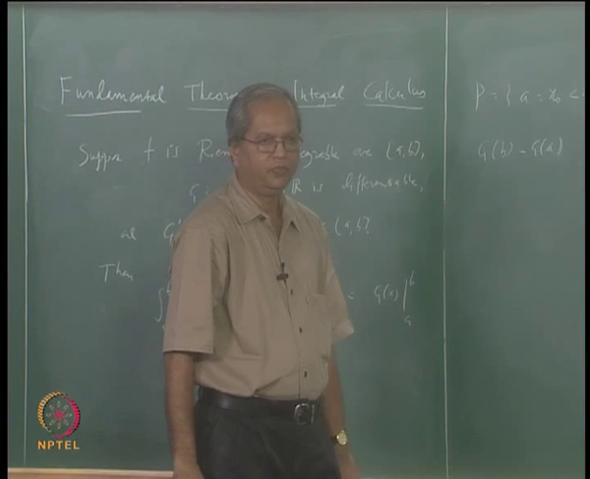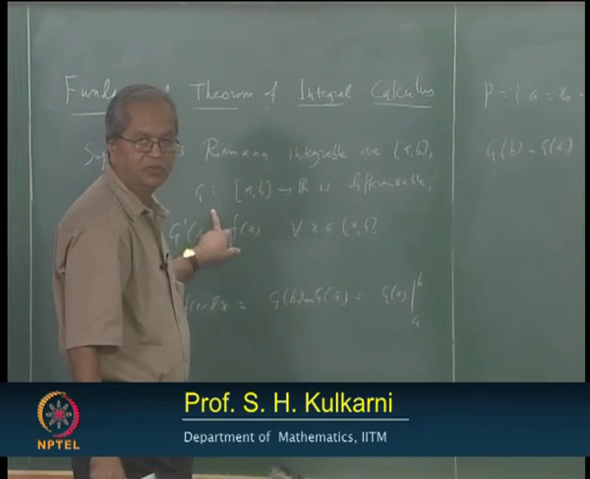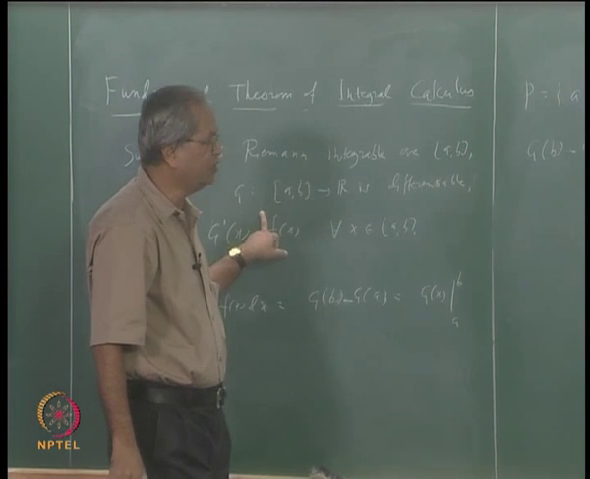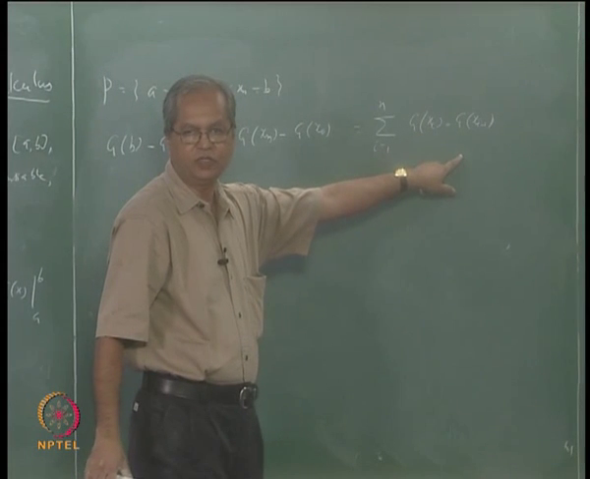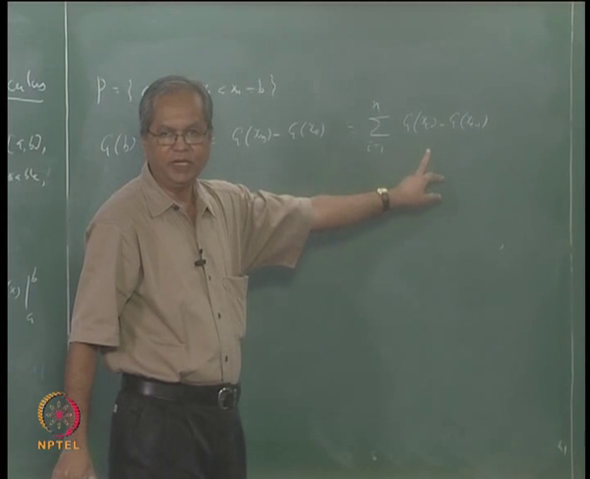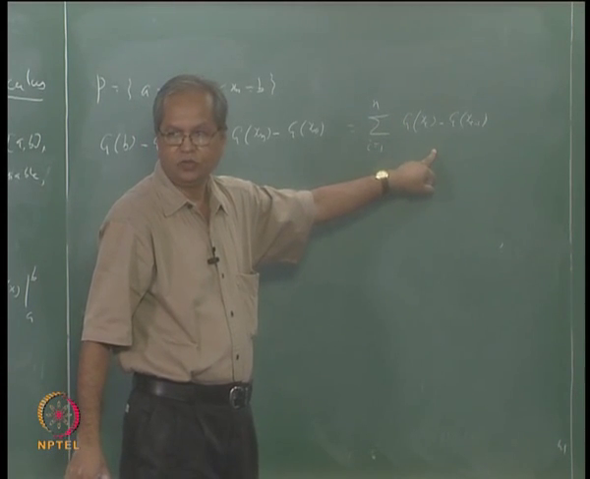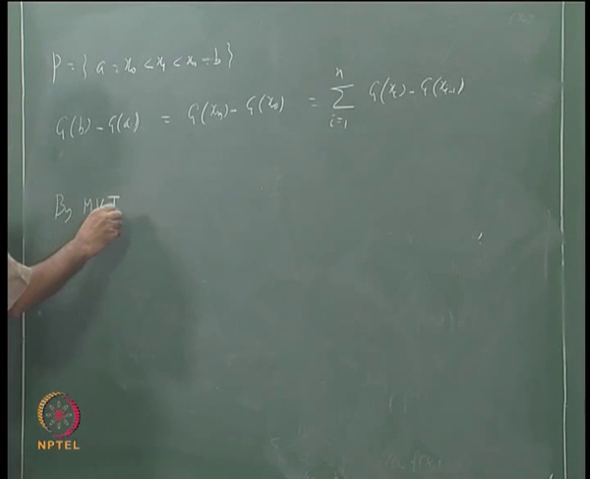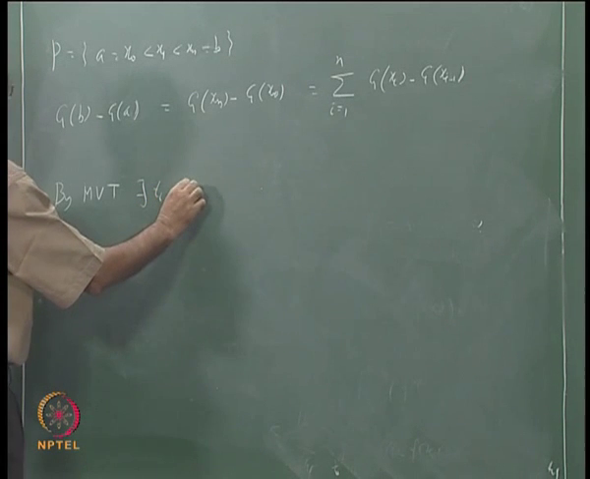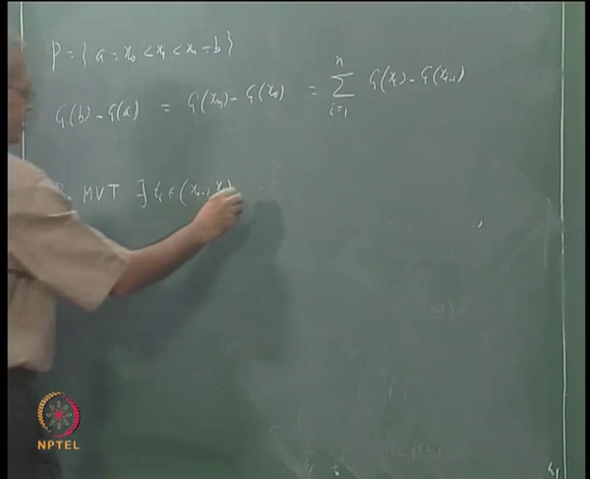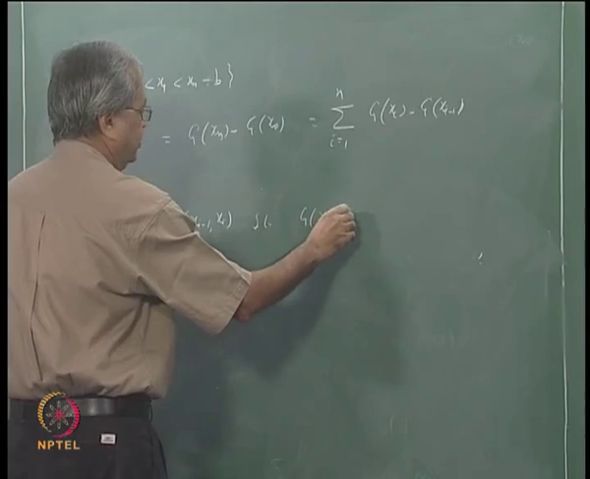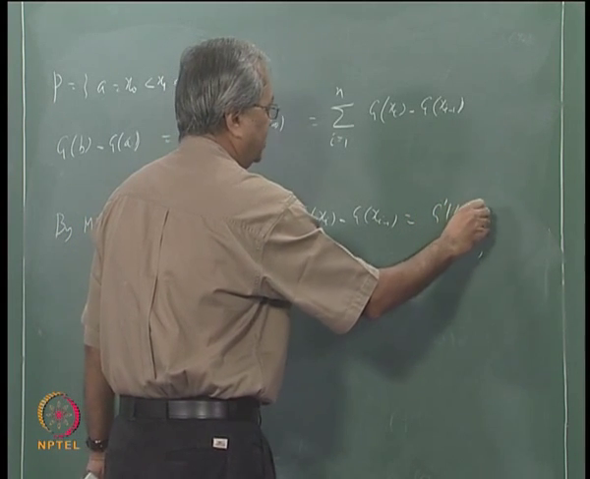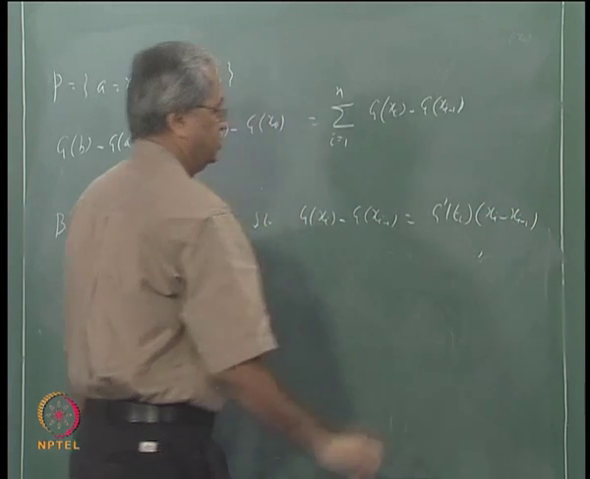Now we have assumed that this G is differentiable on the whole interval, so we can apply the mean value theorem to this G. By the mean value theorem, this G(x_i) minus G(x_{i-1}) will be the same as G prime at some point in between, multiplied by x_i minus x_{i-1}. That point I will call t_i. So we can say that by Lagrange's mean value theorem, there exists t_i in the interval (x_{i-1}, x_i) such that G at x_i minus G at x_{i-1} is the same as G prime at t_i multiplied by x_i minus x_{i-1}.